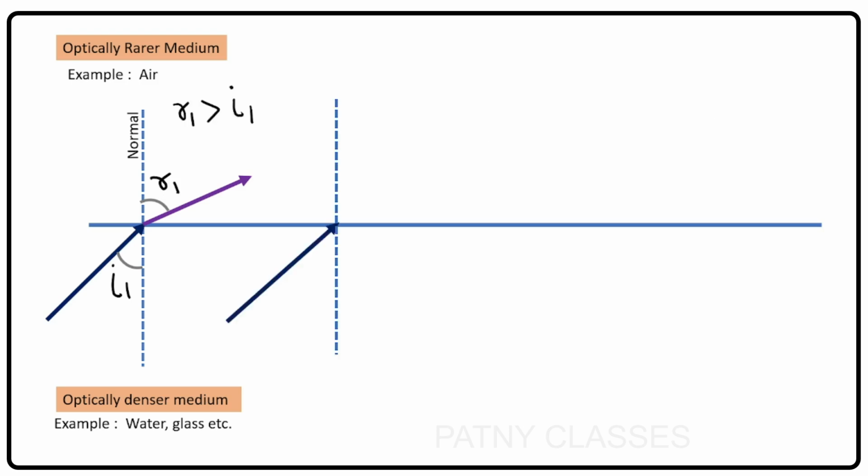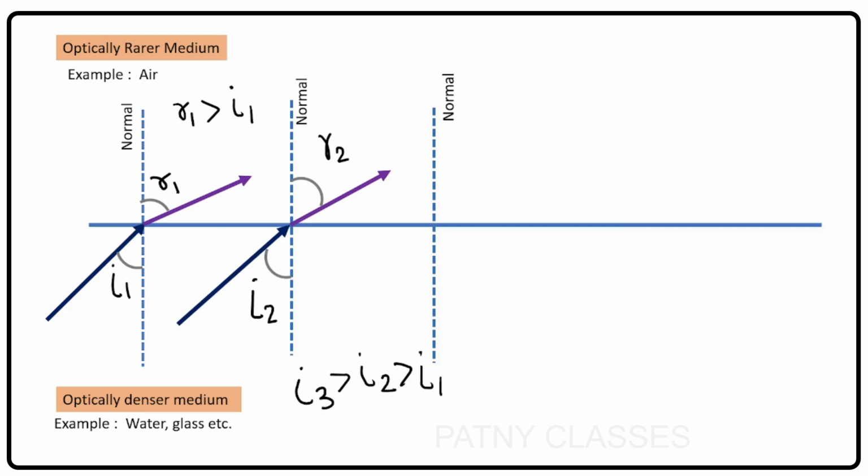Now suppose we increase angle of incidence, then angle of refraction will also increase. Let I2 be the angle of incidence in the case 2. Then corresponding angle of refraction is R2. Now, if we further increase the angle of incidence in the denser medium, then angle of refraction also increases in the rarer medium.